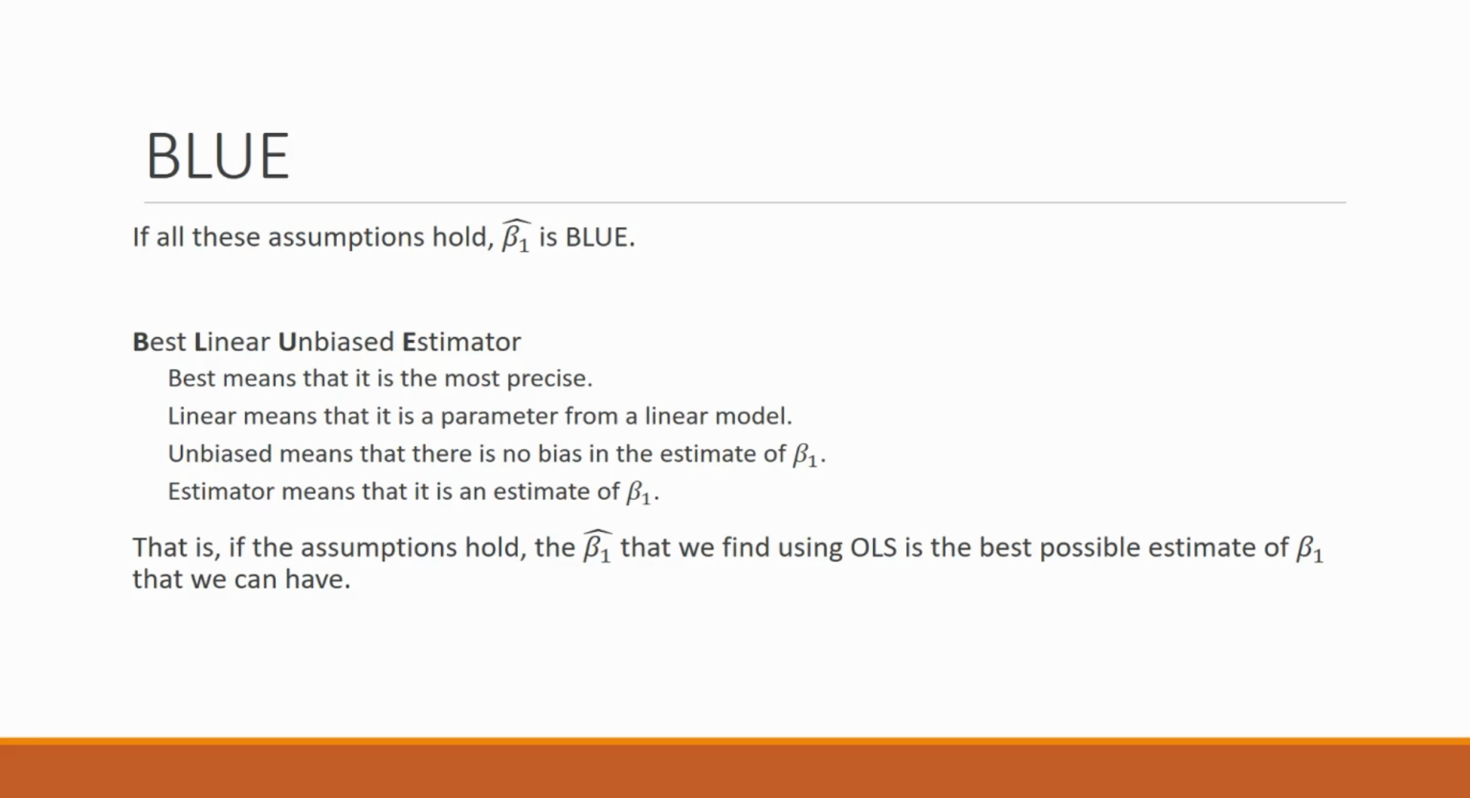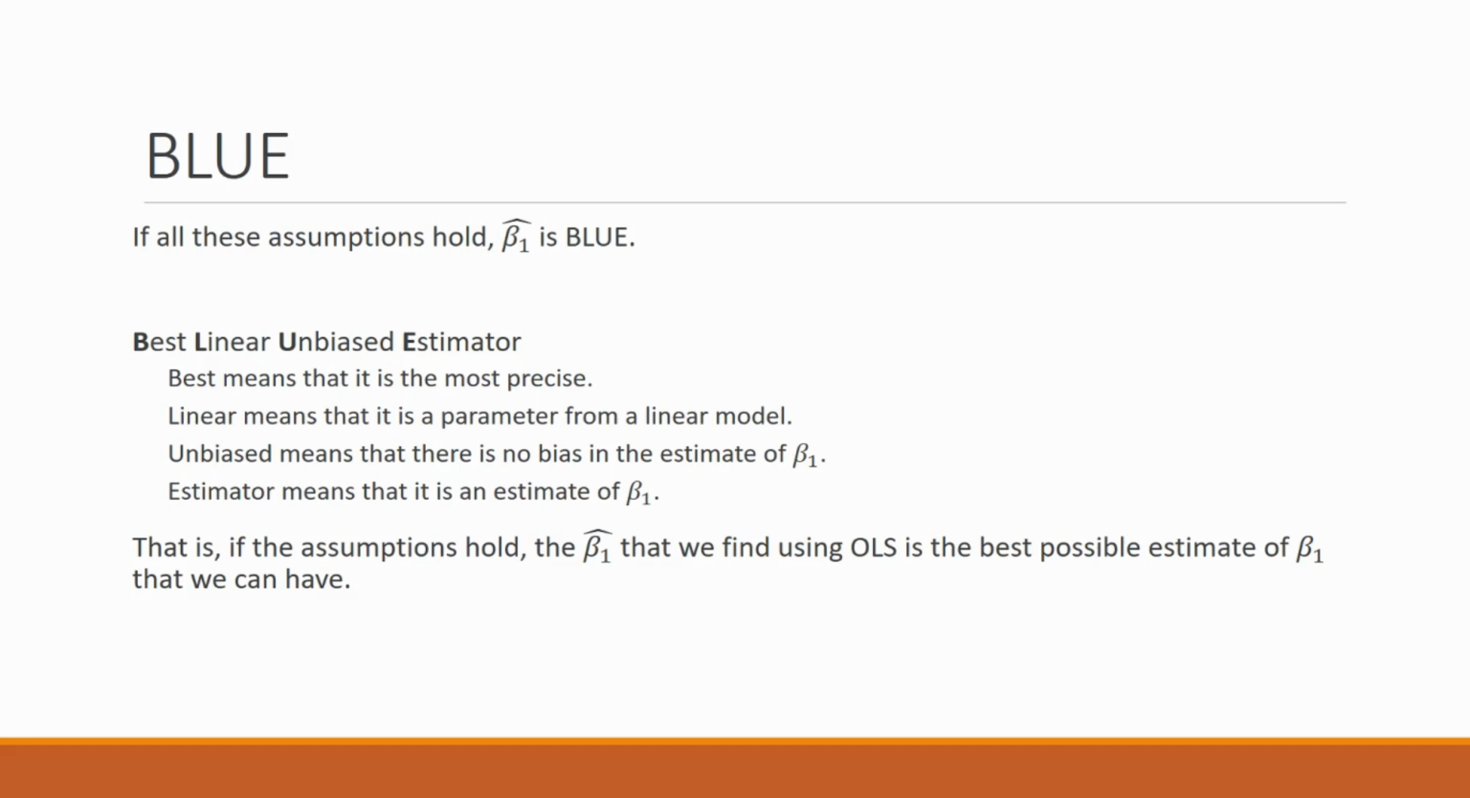All right, best means that it's the most precise. It's the most precise estimate. I'll talk more about that in the next lecture. It's linear. Linear means that it is a parameter from a linear model. We've already shown that the regression models that we're using are linear. It's unbiased. Unbiased means that there is no bias in the estimate of beta 1.